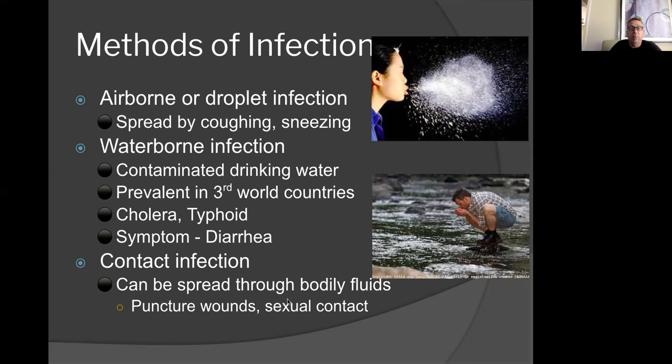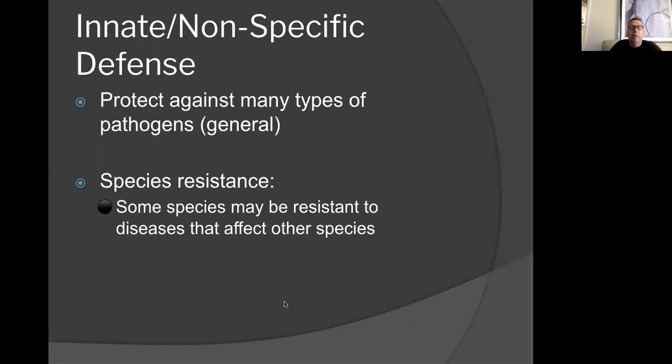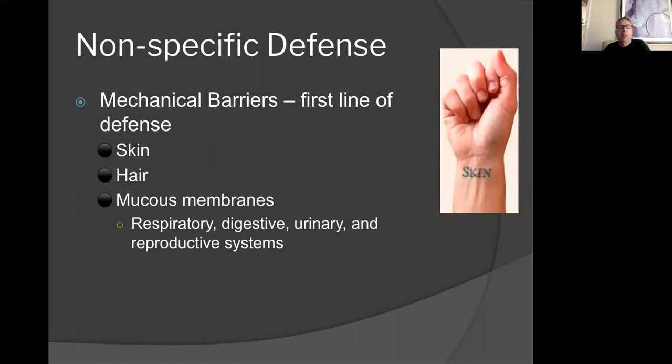All right, so what's the first line of defense? We call this non-specific because it doesn't matter what disease is there. It's just there, that first line, to protect against many types of pathogens in general. Some species may be resistant to diseases that affect other species, and that's actually true because some viruses and bacteria can affect us and not affect other organisms.